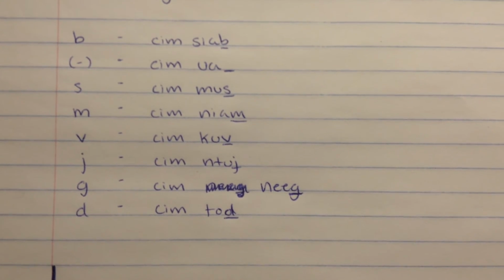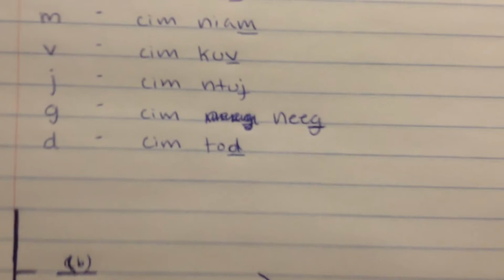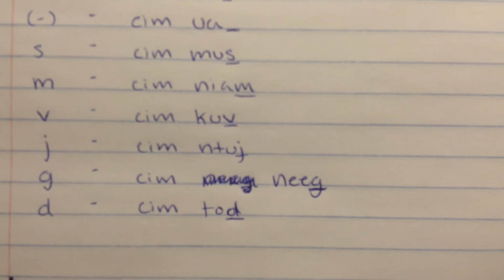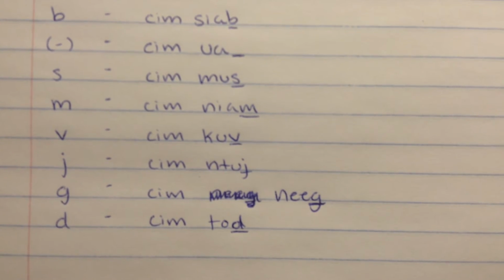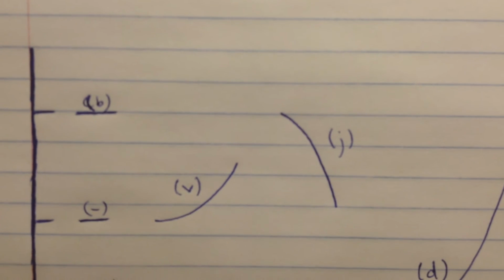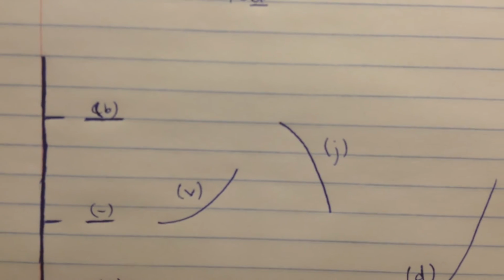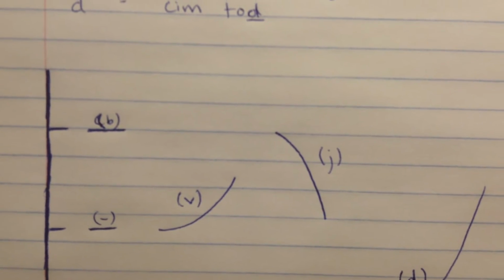J. J is a high falling tone. I'm going to exaggerate this one. So that says ki. Ndo. You can kind of hear how it starts up high, like ndo. But you take it one step further and go ndo.